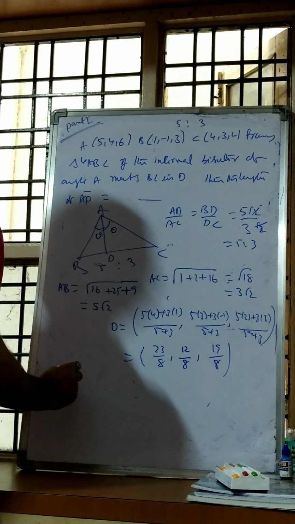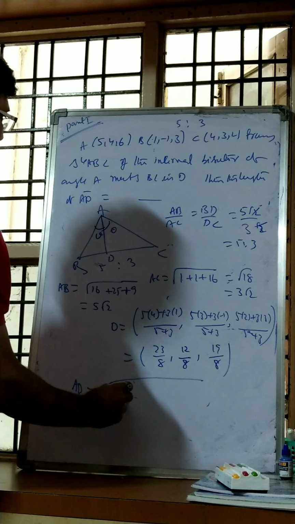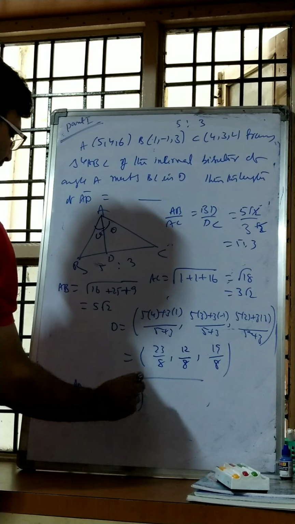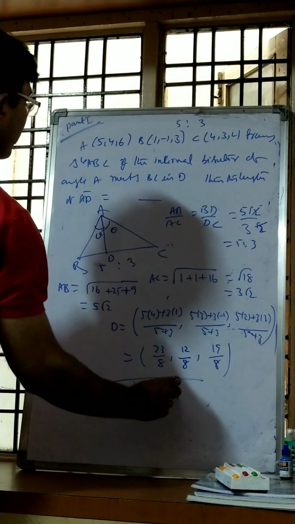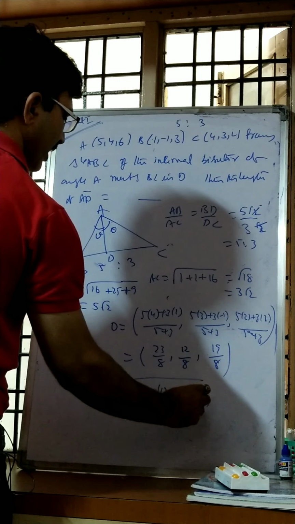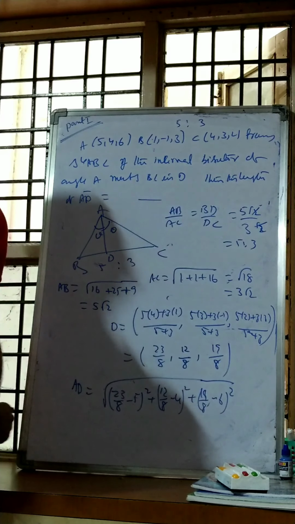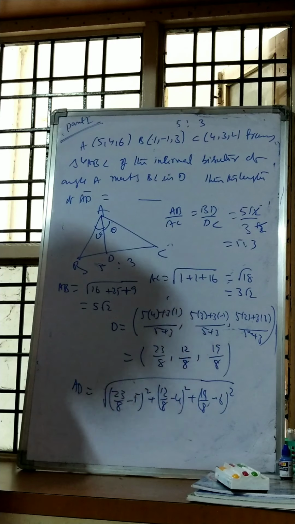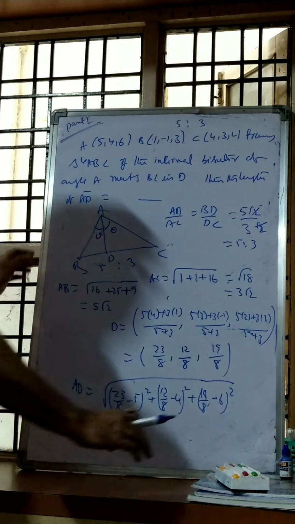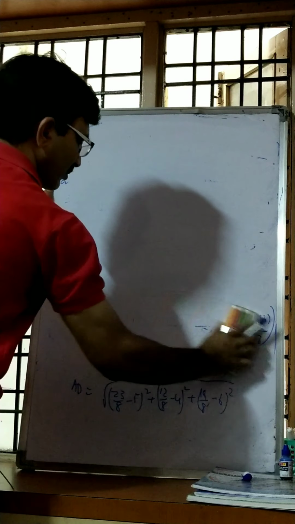Now what you have to do? AD you have to find. AD is equal to, see here, root of (23 by 8 minus 5) whole square plus (12 by 8 minus 4) whole square, and next (19 by 8 minus 6) whole square. If you simplify, you will get the answer, sir. Okay, like this we can find. This is one more question. Now move on to the next one.